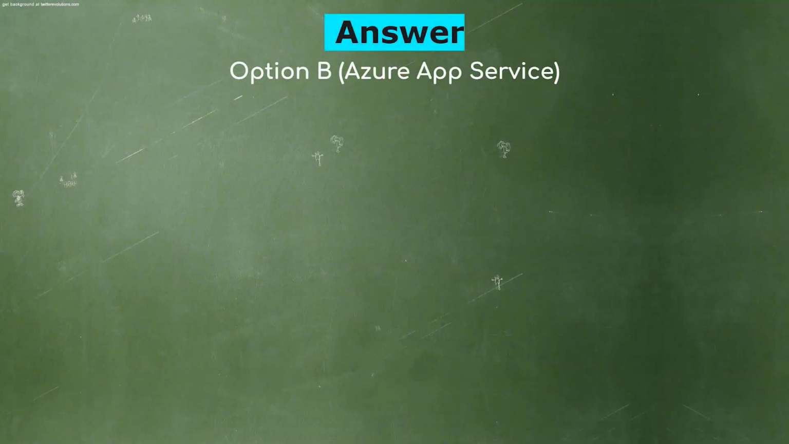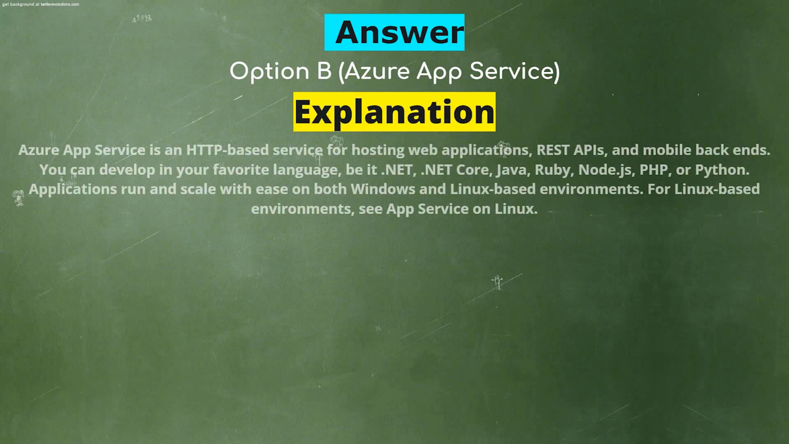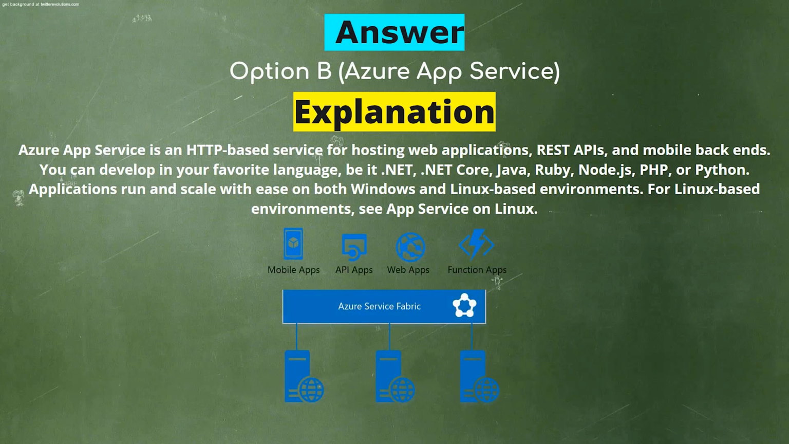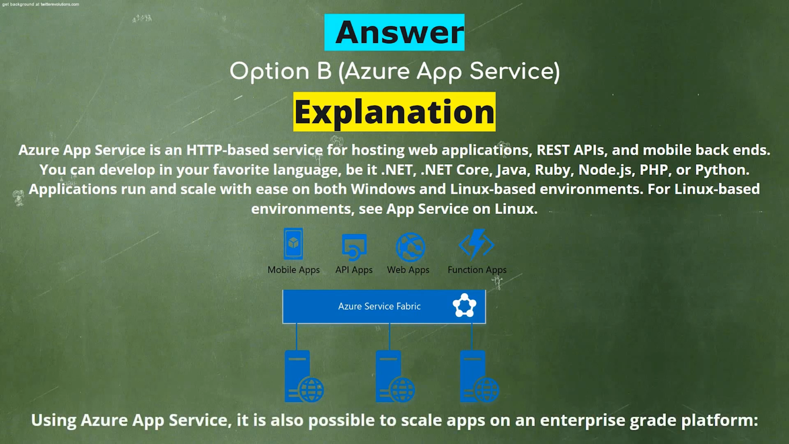Azure App Service. Explanation. Azure App Service is an HTTP-based service for hosting web applications, REST APIs, and mobile backends. You can develop in your favorite language, be it .NET, .NET Core, Java, Ruby, Node.js, PHP, or Python. Applications run and scale with ease on both Windows and Linux-based environments. For Linux-based environments, see App Service on Linux. Using Azure App Service, it is also possible to scale apps on an enterprise-grade platform.